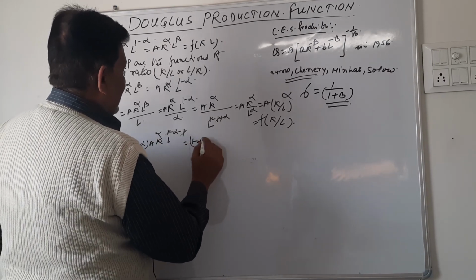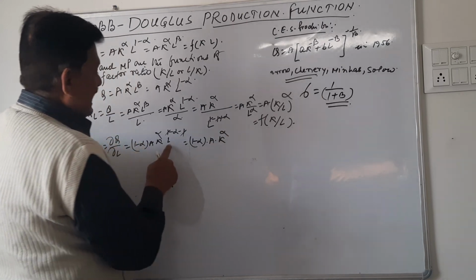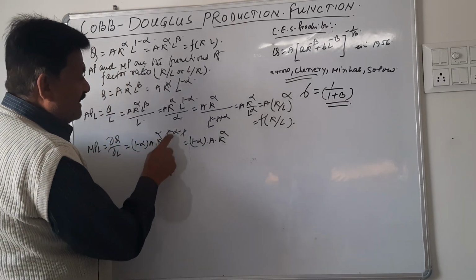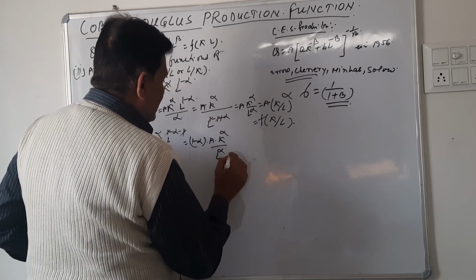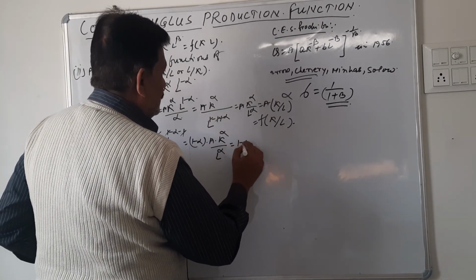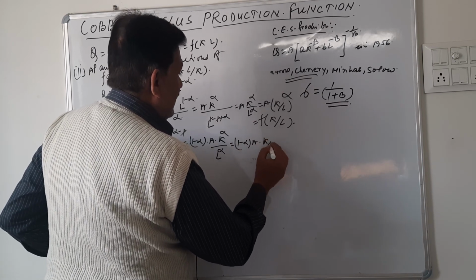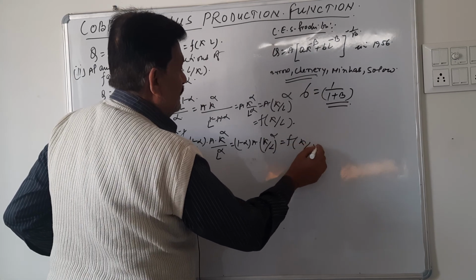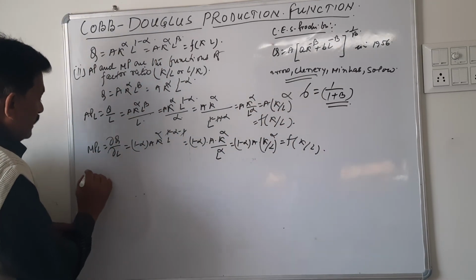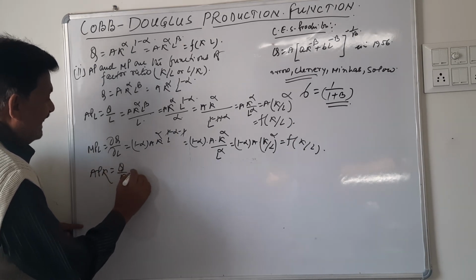Now 1 minus alpha, A k to the power alpha, and here we do have L to the power minus alpha. If it is taken into the denominator, it becomes L to the power alpha. So 1 minus alpha A and k by L raised to the power alpha, and so it is a function of k by L.